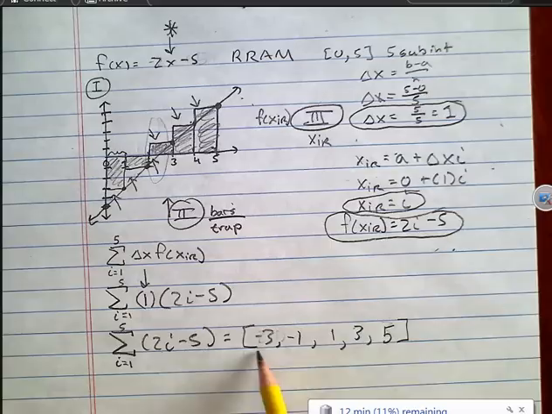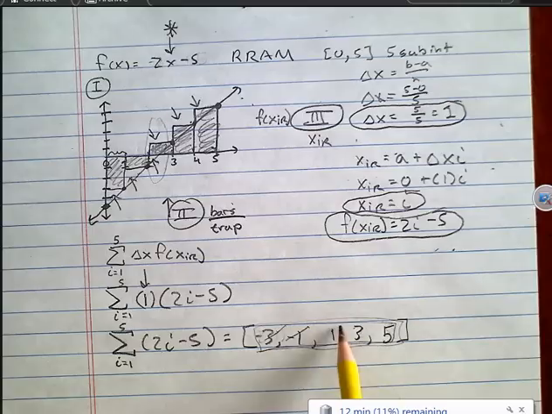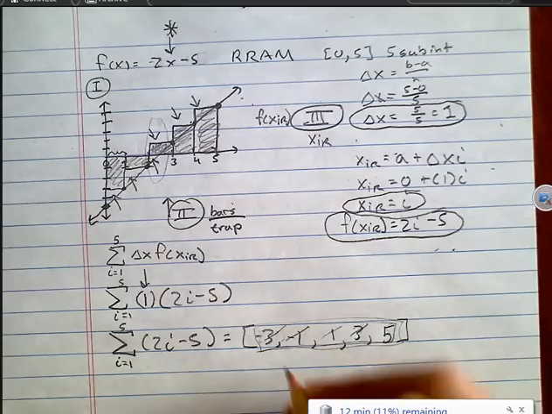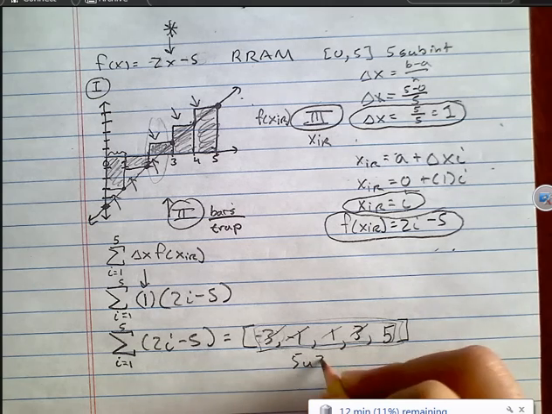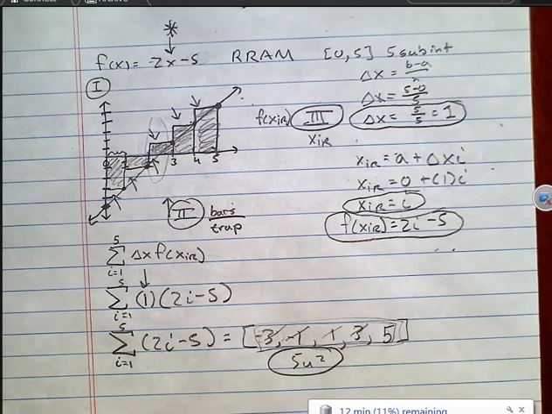So what does this all add up to? Let's see. These two cancel. So I'm left with 5. Okay, I'm left with 5. So 5 units squared is my answer. Make sure you circle that too as well.